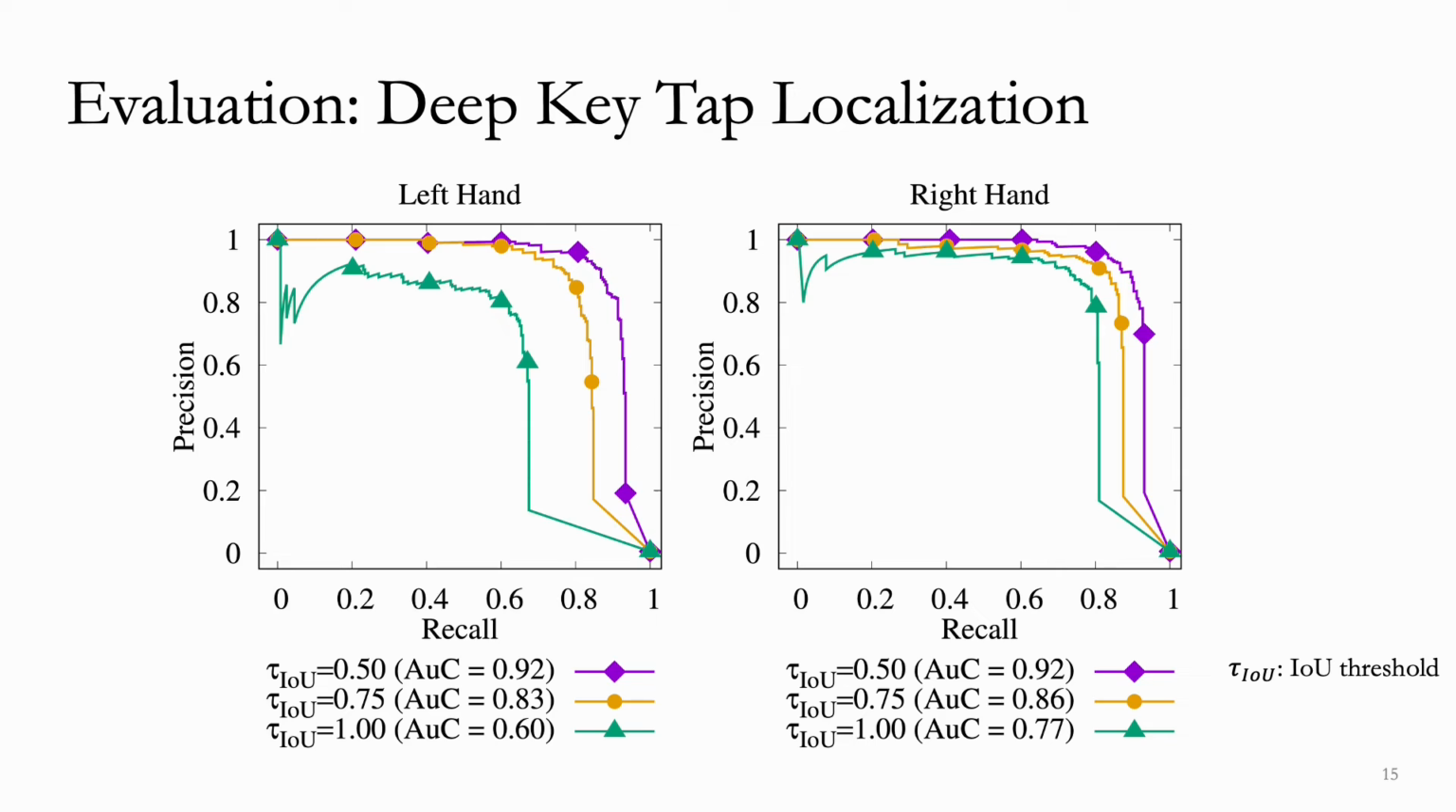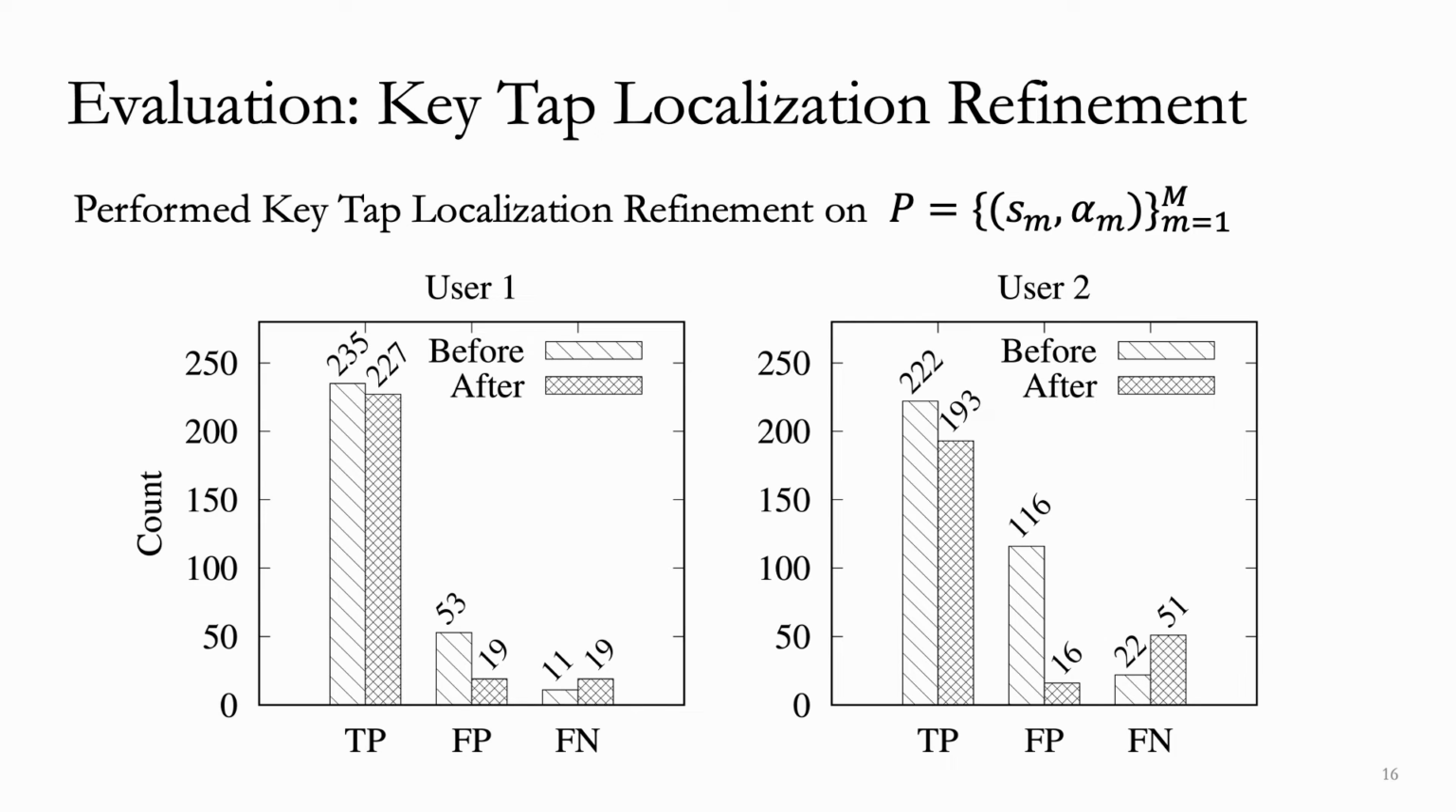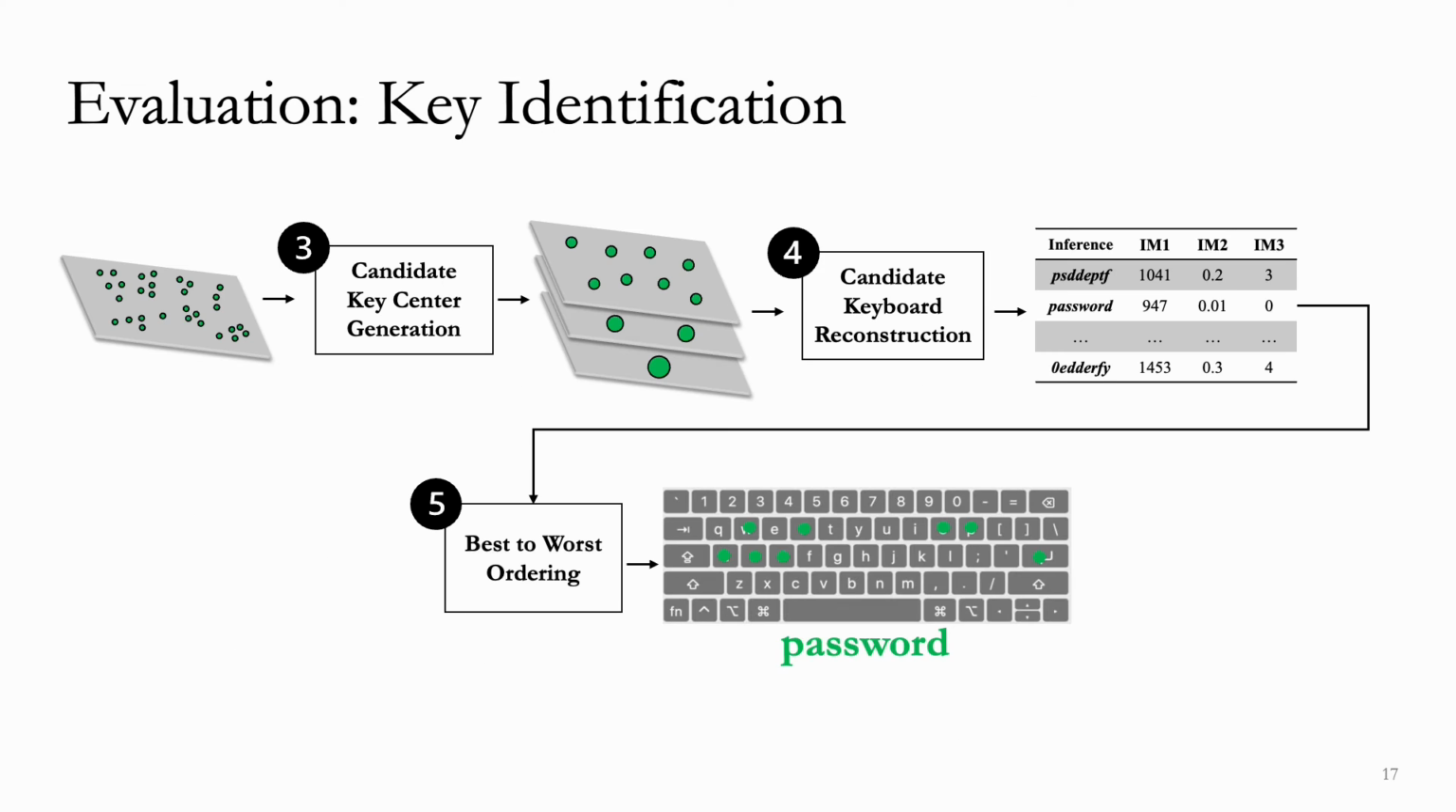The precision recall curves for left and right hands here show the results with varying thresholds. As we expected, a small threshold yields a better classification model. The bar charts here show that with key tap localization refinement, we significantly decrease the number of false positives while slightly affecting the true positives.